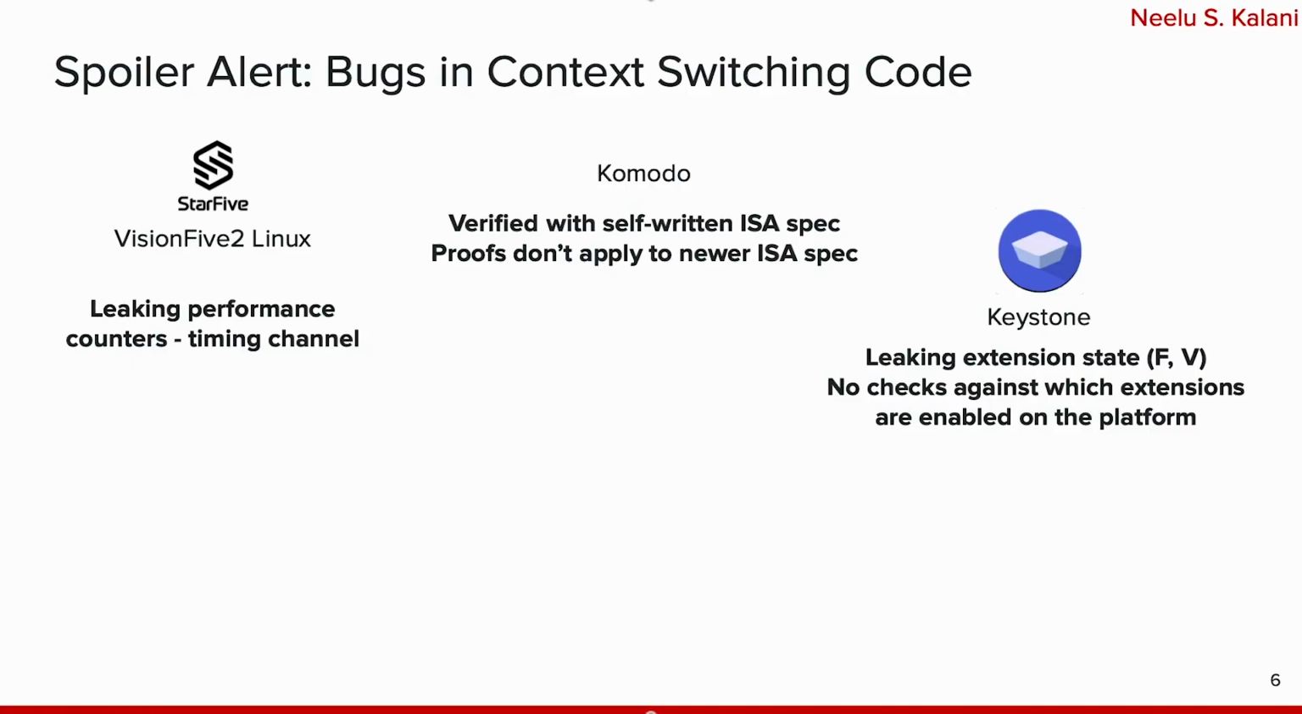Keystone, which is also a security monitor, leaks ISA extension state such as floating point or vector extensions. Further, even for ISA extensions that Keystone does not support, for instance the vector extension, there are no checks to discover if those extensions are implemented by the platform and then proactively disable these extensions. So essentially, they can easily be leveraged by unprivileged adversaries to leak information.